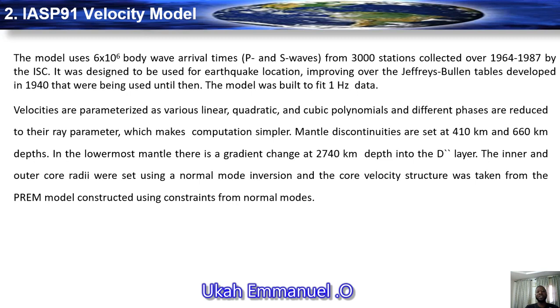And also the inner and the outer core radial were set using a normal mode inversion, and the core velocity structure was also taken from the Preliminary Reference Earth Model. So basically velocities are parameterized as linear, quadratic and cubic polynomials, and different phases are reduced to their real parameters, which makes computation simpler for us.